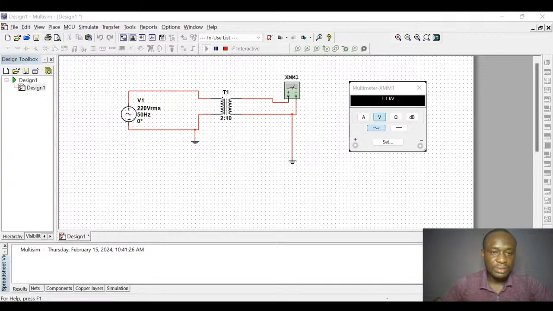Take for instance, what will I use to show you an example? Take for instance this primary side of this transformer that we have here. The primary side, you can see it. Look at the symbol.